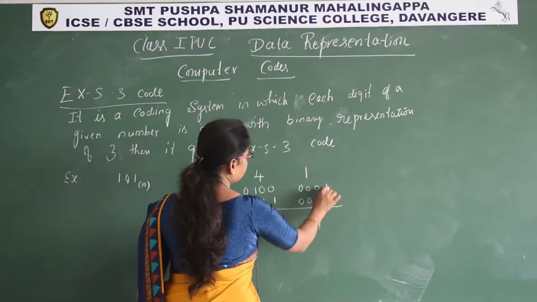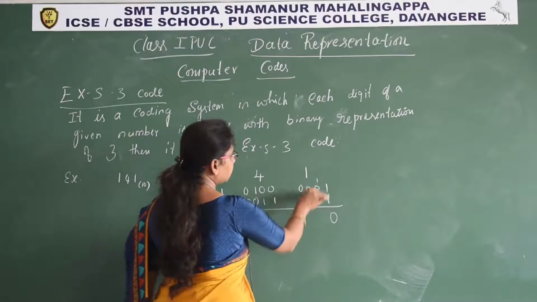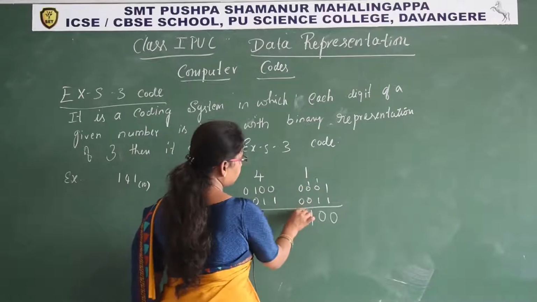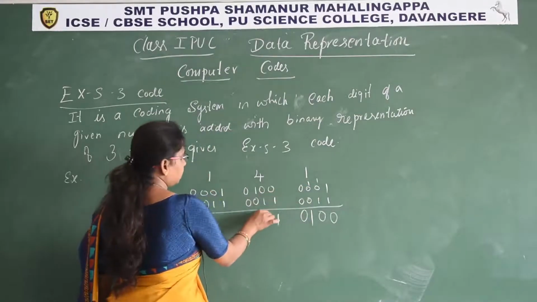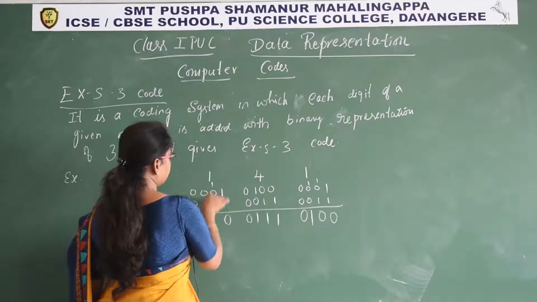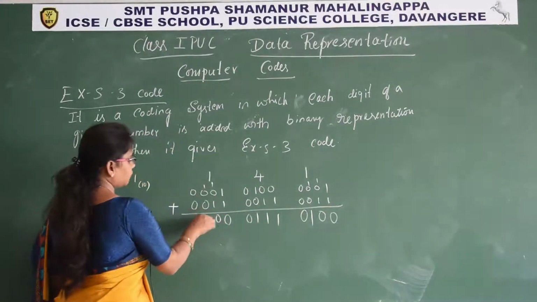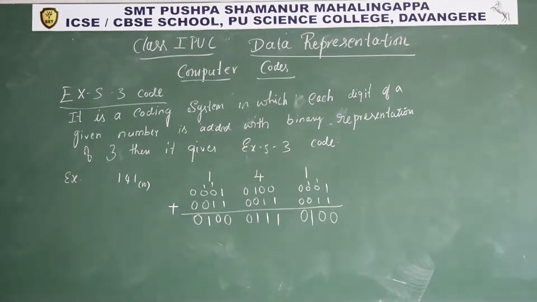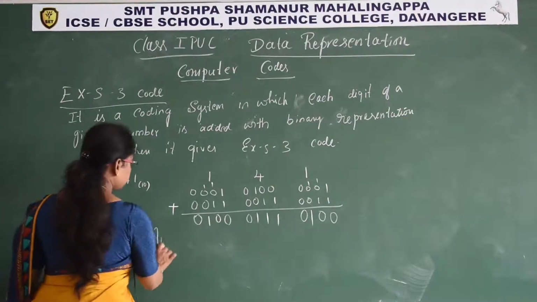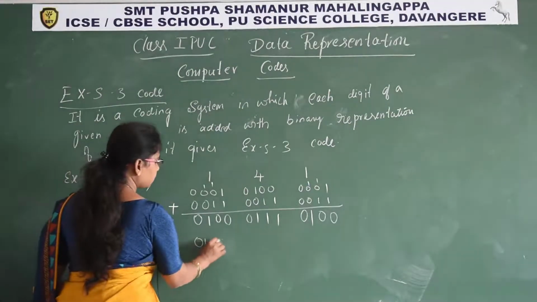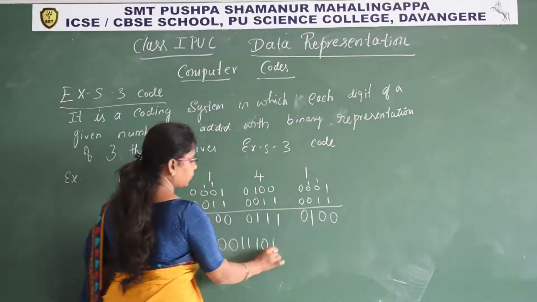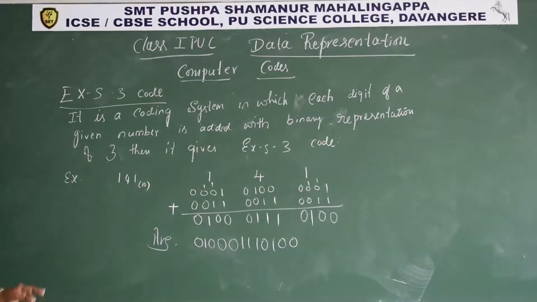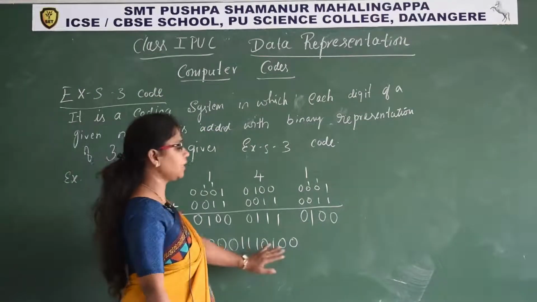Now 1 plus 1 is 0, carry 1, 1 plus 1 is 0, carry 1, 1 plus 0 is 1, 0 plus 0 is 0. Now 0100, 0111, 0100. So this is the XS3 code of 141. Finally the answer is 0100 0111 0100. You should not write base 2. It is not a binary conversion. I repeat, it's not a binary conversion. It is an XS3 code.